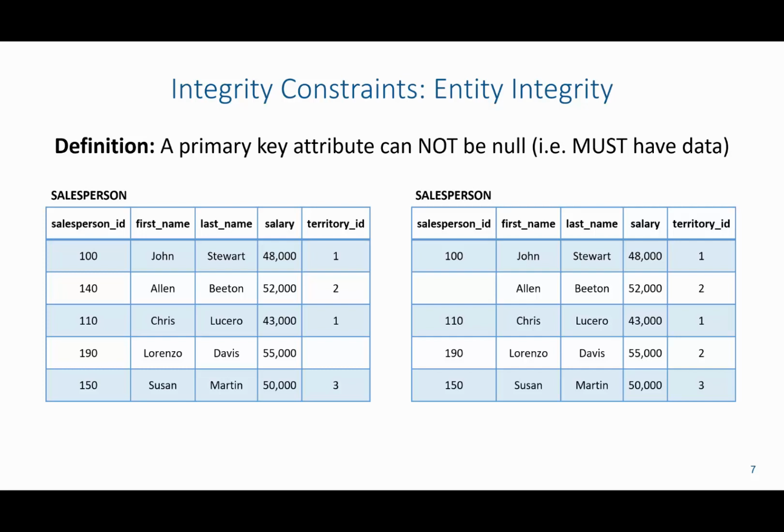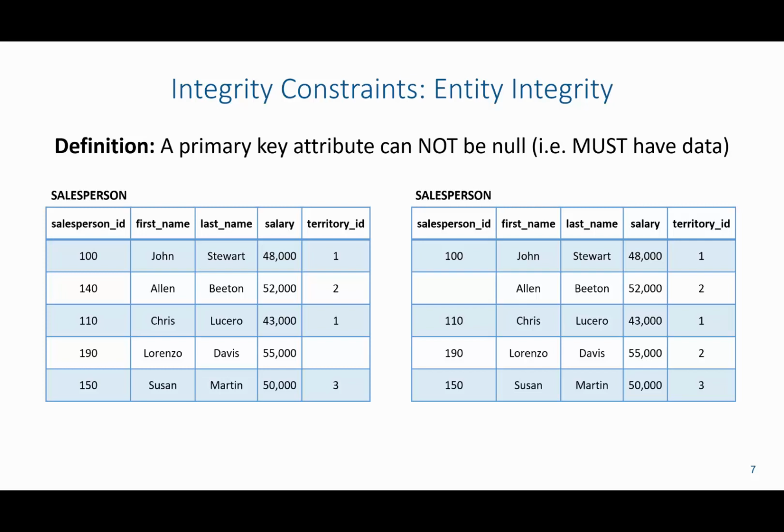In this video, we're going to talk about the relational model integrity constraints. There are three integrity constraints. The first one is the entity integrity constraint, which states that a primary key attribute cannot be null, which means that it cannot be blank. It must have data.